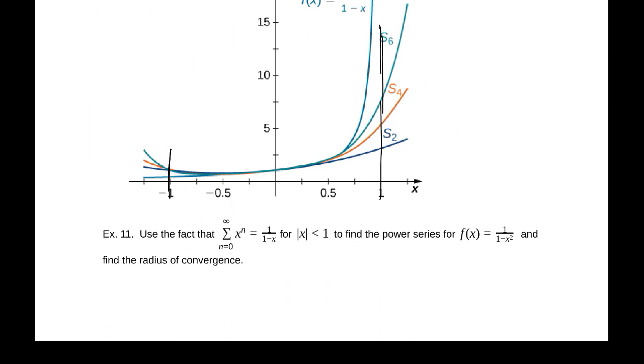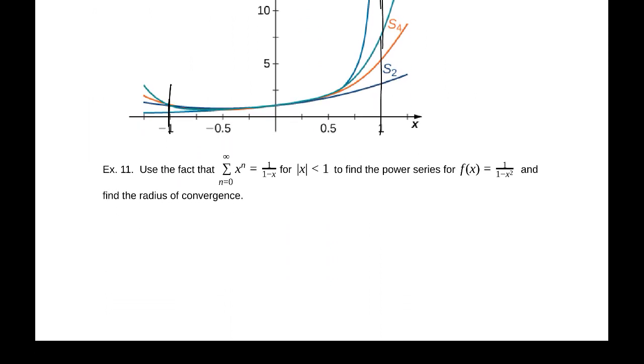All right, so use the fact that the sum of x to the n is 1 over 1 minus x for absolute value of x less than 1 to find the power series for f of x equals 1 over 1 minus x squared, and then find the radius of convergence. So what we are going to do is rewrite the function f of x, 1 over 1 minus x squared.